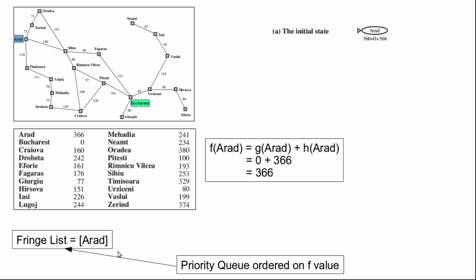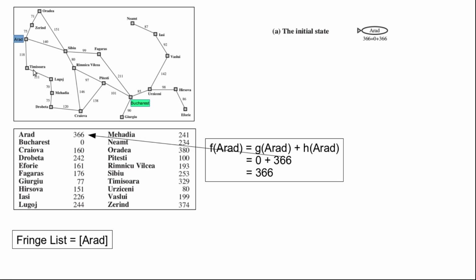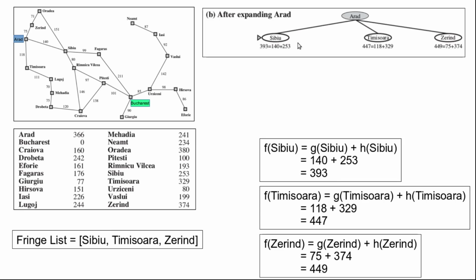And when we expand Arad, the different actions possible at Arad are that we can go to Sibiu, we can go to Zerind, or we can go to Timisoara. Hence 3 nodes will be generated. Now we have 3 fringe list nodes. All the 3 nodes that have been generated when we expanded the node Arad have to be put into the fringe list. And in what order will they be put in the fringe list? For that we have to calculate the F value of Sibiu, the F value of Timisoara, and the F value of Zerind.